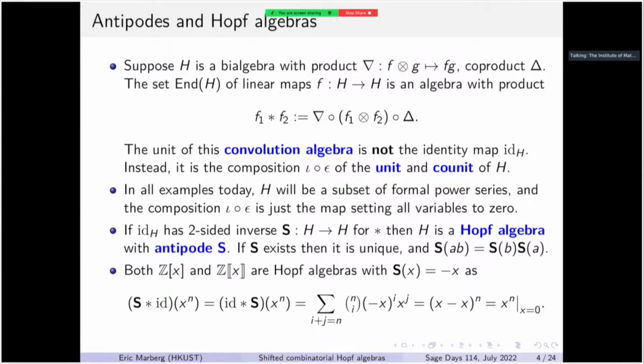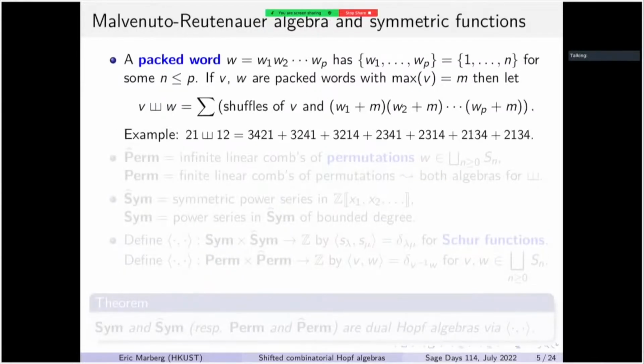You can check this convolution product. When we do this delta, we get this sum over i plus j of this binomial coefficient, and we have x to the i tensor x to the j. The identity map doesn't do anything, and S turns x into minus x, and suddenly you have this formula, x minus x to the n, which is indeed just setting x to 0 in this expression. So it's usually 0 unless n is equal to 0. Okay, so this is our general setup.